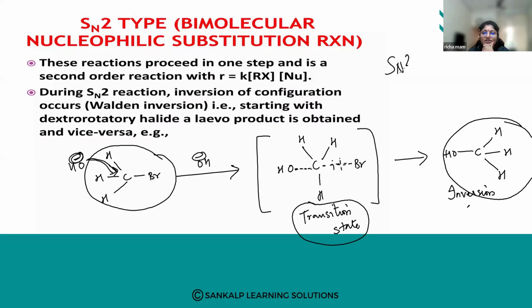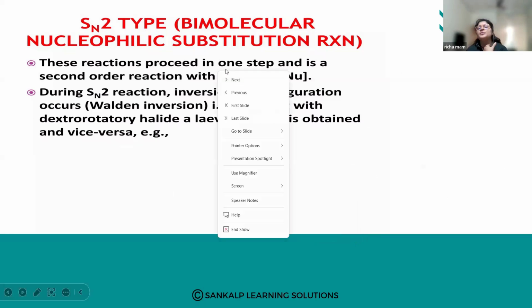So the rate of the reaction depends on both the alkyl halide as well as the nucleophile. So this is an SN2 type, called SN2 nucleophilic substitution reaction. I hope this is clear. What is the SN1 mechanism and SN2 mechanism?